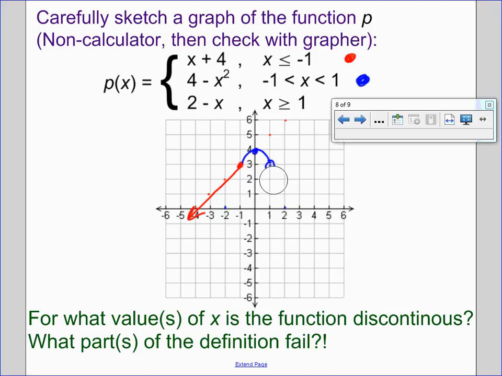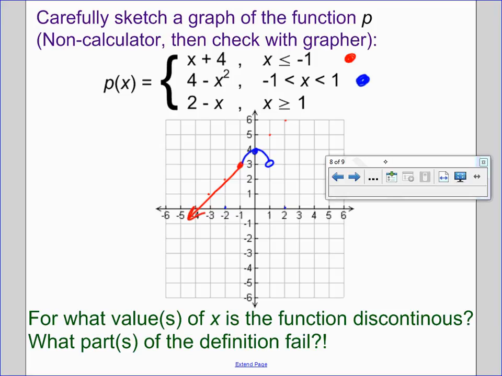And one piece to go. This final piece we'll do in green. It's going to behave exactly like a line with y-intercept 2 and slope -1. However, it's only going to apply if I look to the right of or equal to +1. So it looks like we only want this piece.